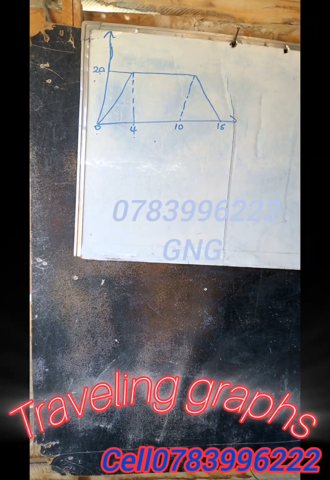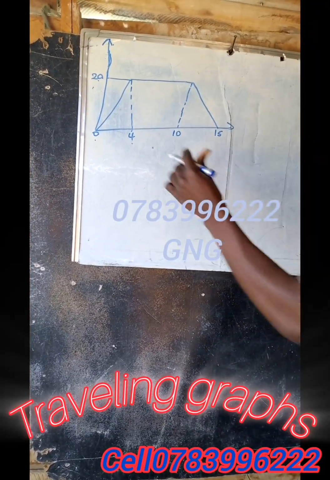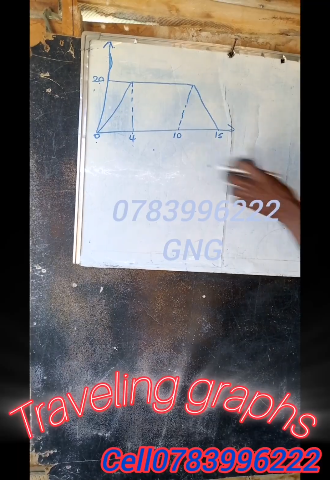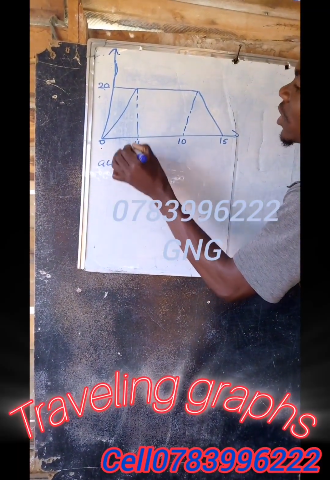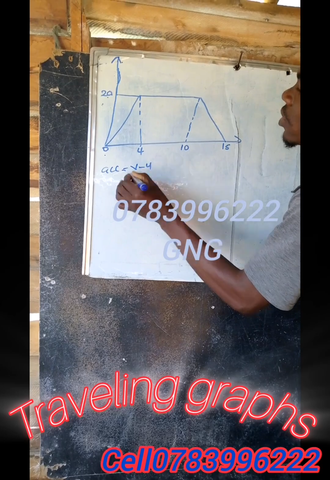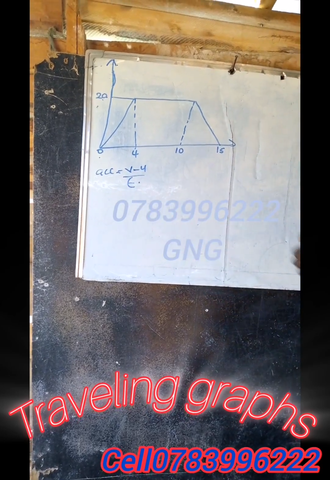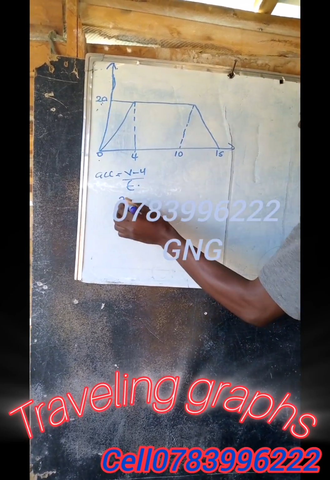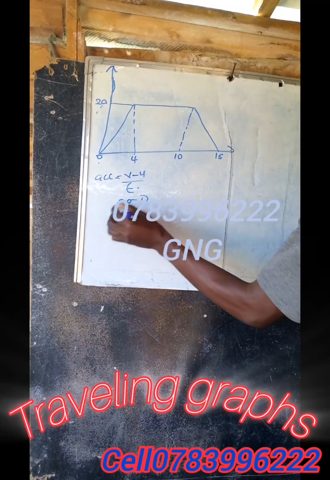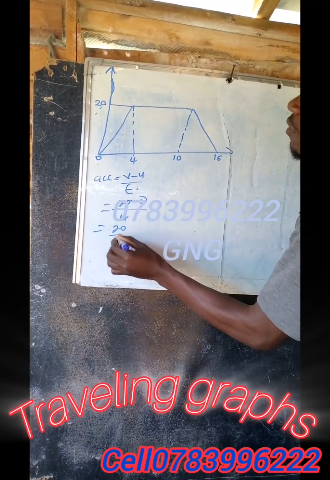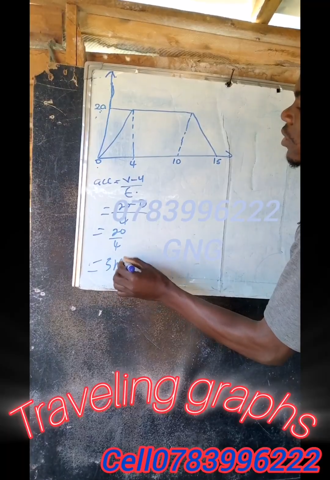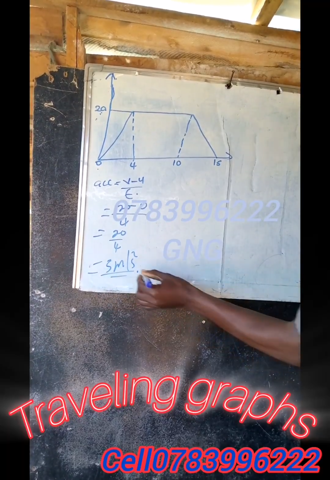Given this diagram, calculate the acceleration in the first 4 seconds. Acceleration is equal to v minus u over t. Our final velocity is 20 and u is 0, over the time taken, 4. So it will be 20 over 4, and our acceleration is 5 meters per second squared.